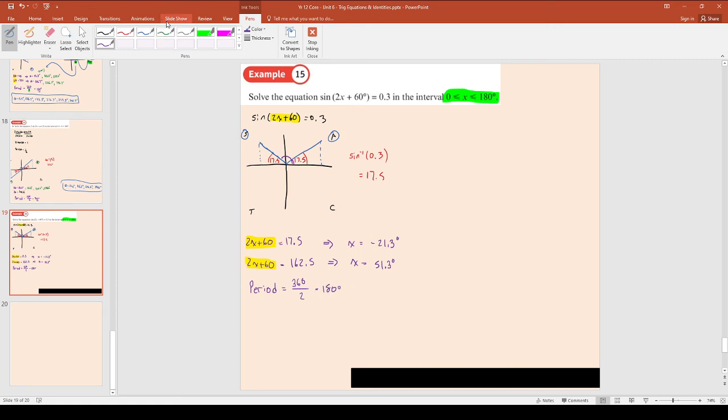And now we are going to start popping 180s onto each of these until we get out of the range. So, negative 21.3 plus 180 equals my first solution of 158.7. Plus 180 again puts us out of the range, because that was 338, and this range only maxes out at 180. 51.3 as well, plus 180 makes 231.3, which is also out of the range.